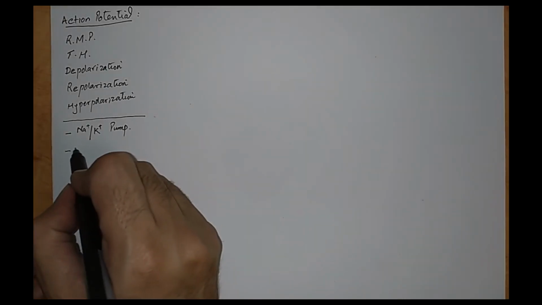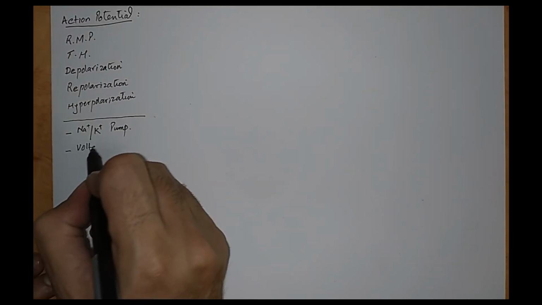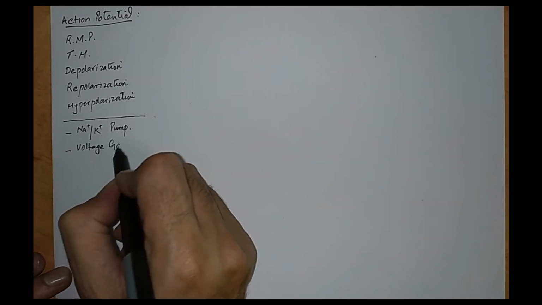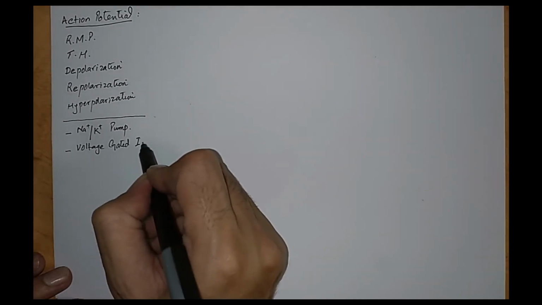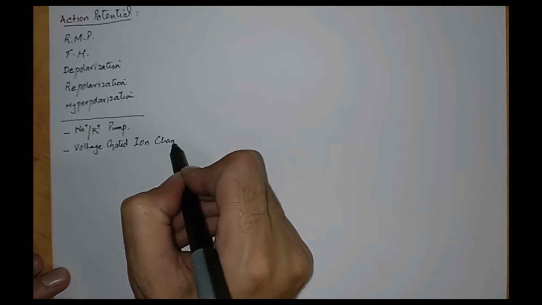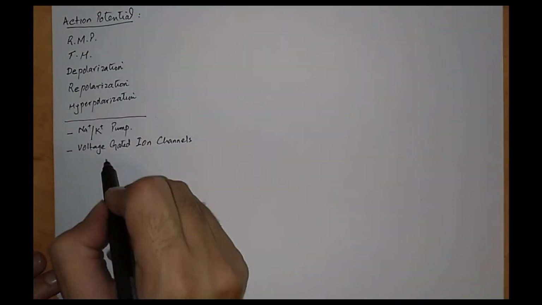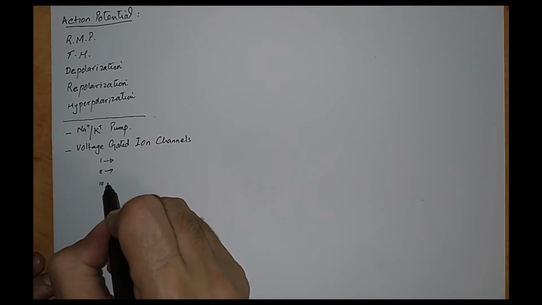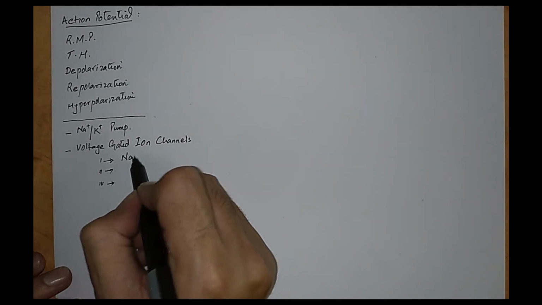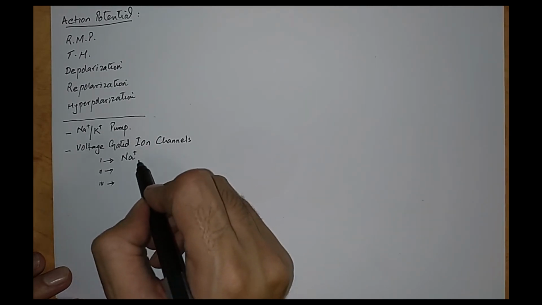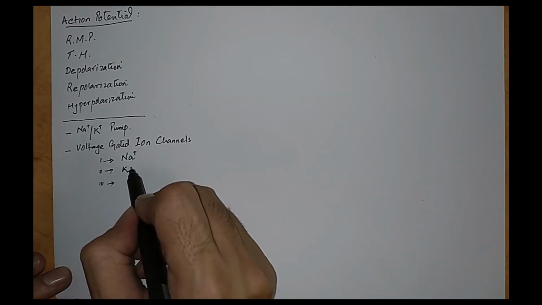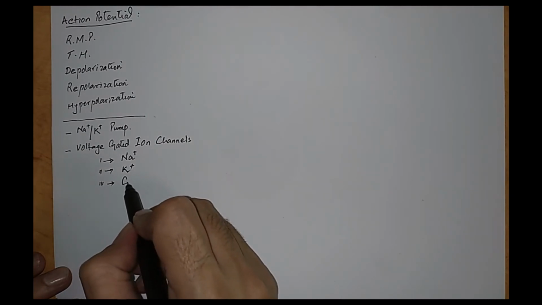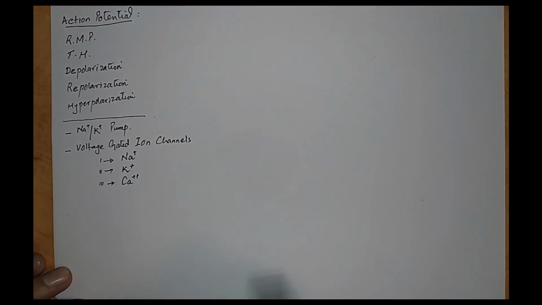Then we will see the voltage gated ion channels, and there are three types. Some are voltage gated sodium ion channels, some are voltage gated potassium ion channels, and some are voltage gated calcium ion channels that are responsible for the movement of the ions across the neuron.